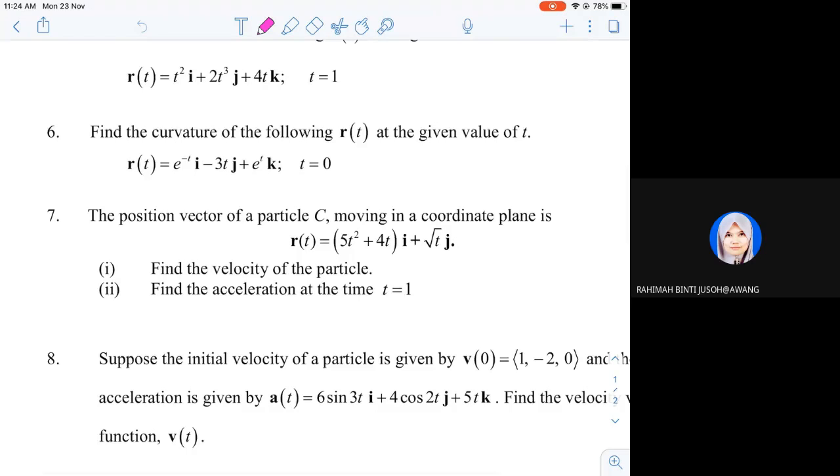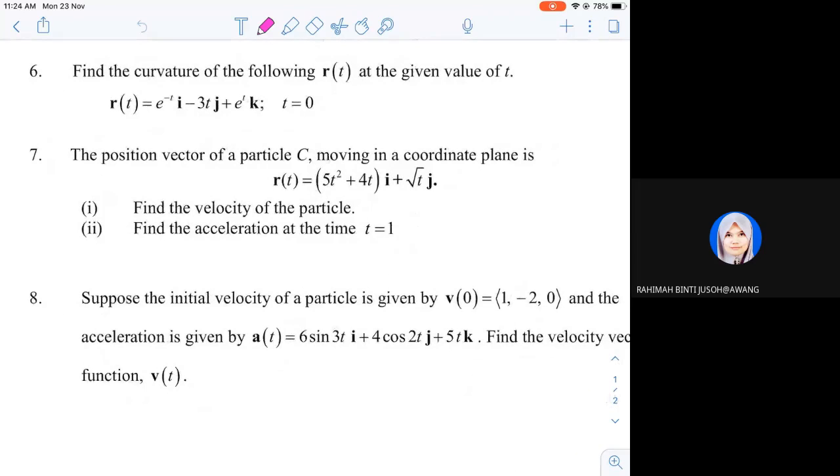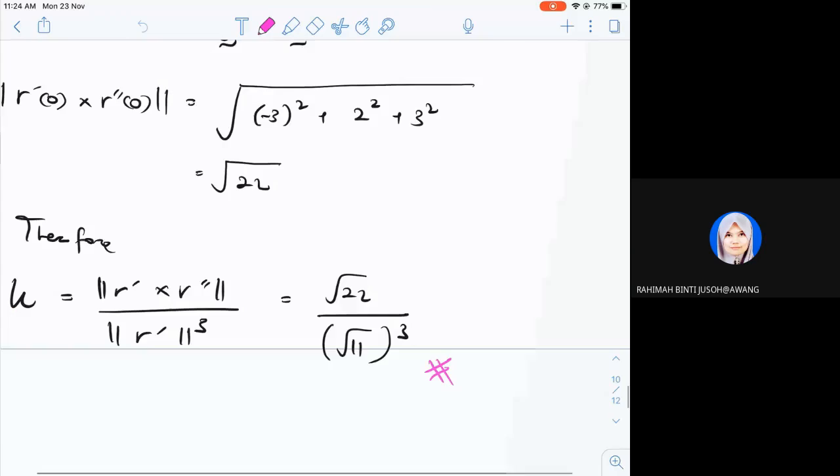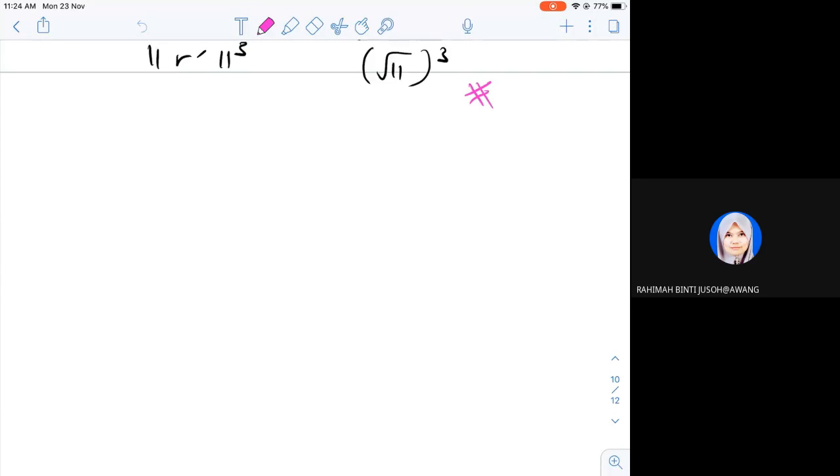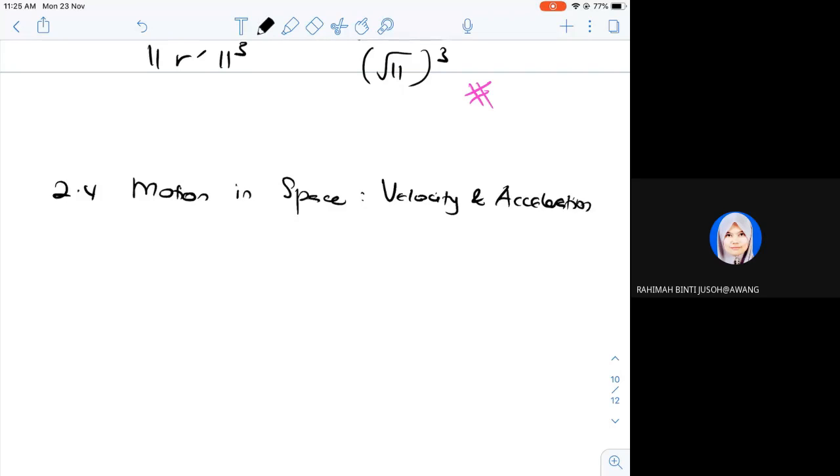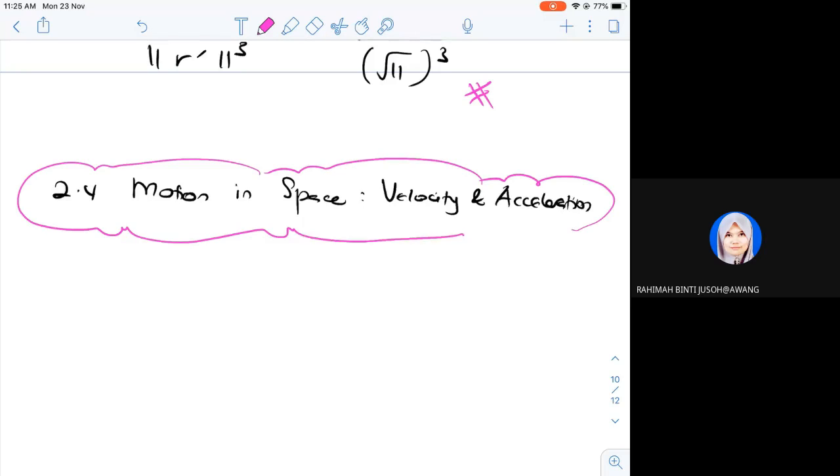Okay, so now, question number 7. We finished already for subtopic 2.3. Now for subtopic 2.4, motion in space: velocity and acceleration. This also comes into the test.